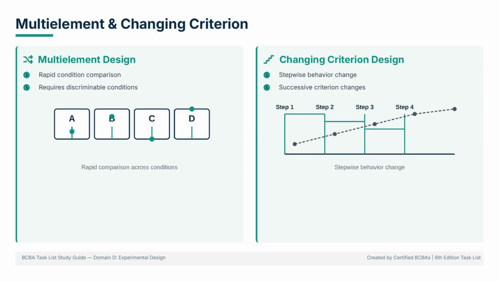Next, the changing criterion design. This design is used when the goal is to gradually change behavior over time. You establish a series of gradually increasing goals or criteria for the behavior you want to change. It's an effective method for shaping behavior, where the target behavior is modified step by step. Both designs are valuable in specific situations. The key takeaway is, know when each design is appropriate.